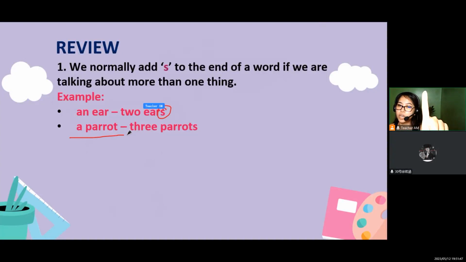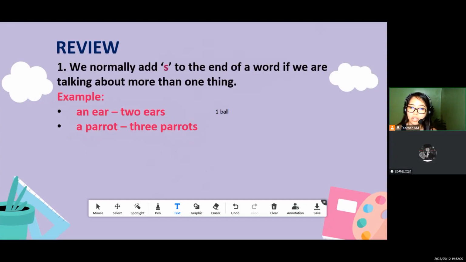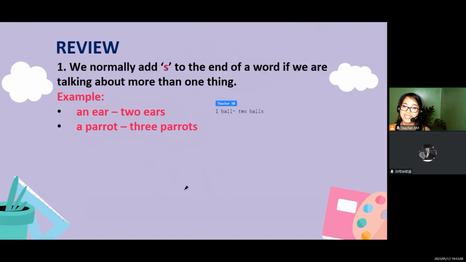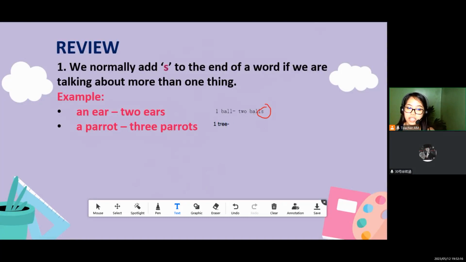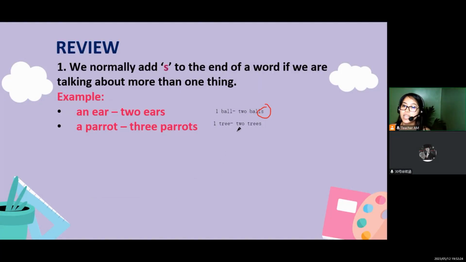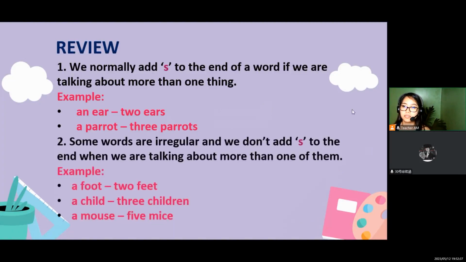Next, a parrot. One parrot, three parrots. We add S. Okay, another example. One ball. Two balls. Okay, we add S. How about this one? Hans, one tree. Two trees. We add S. Okay? Do you understand, Hans? Yes or no? Do you understand? Yes. Okay.